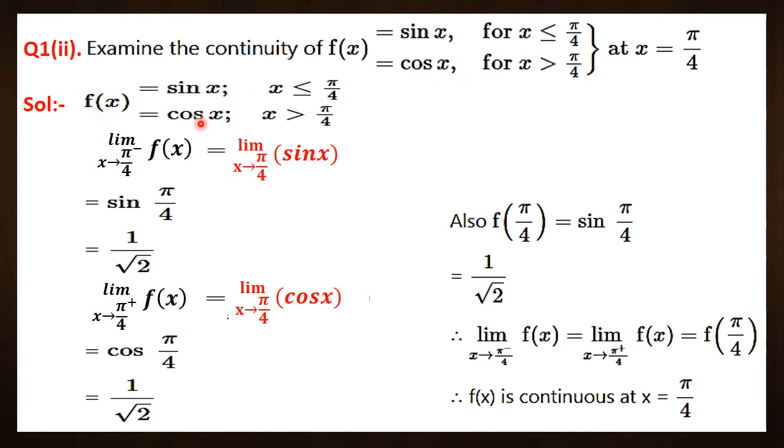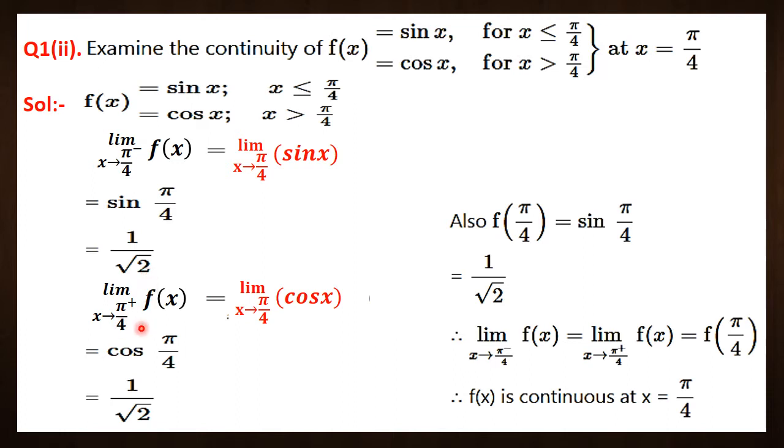Now we will write the given function first, and we calculate the left hand limit and right hand limit. First, limit x tends to pi upon 4 minus f of x is equal to limit x tends to pi upon 4 of sin x. Why is it like that? Limit x tends to pi upon 4 minus means left hand limit, that is, the value of x is approaching pi upon 4 from the left, meaning x less than pi upon 4. So the function is sin x. Now we get the value of the limit by direct substitution of x equal to pi upon 4. So sin pi upon 4 is equal to 1 upon root 2. So we got the value of the left hand limit.